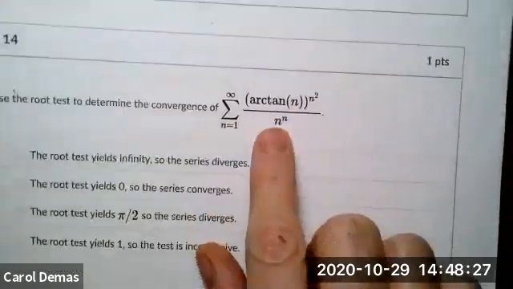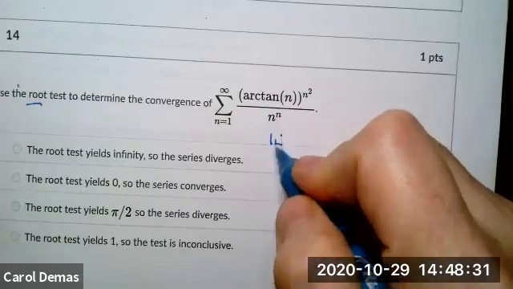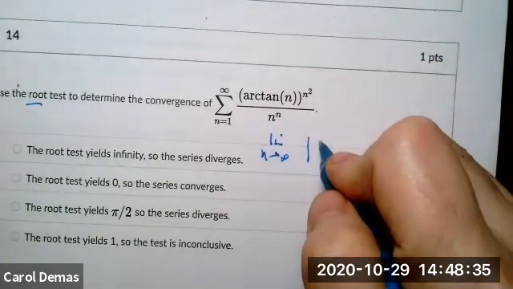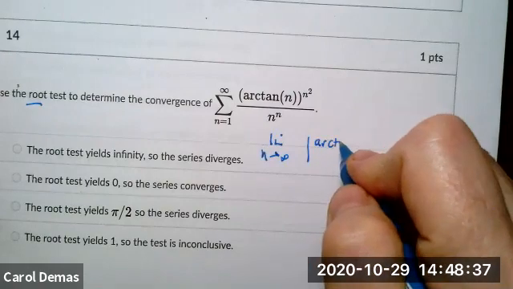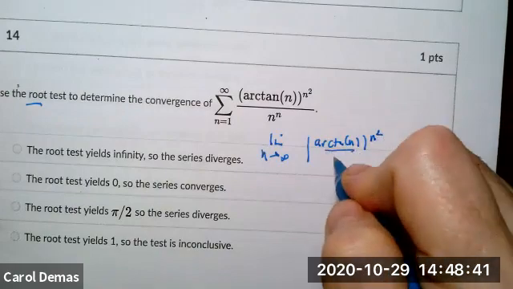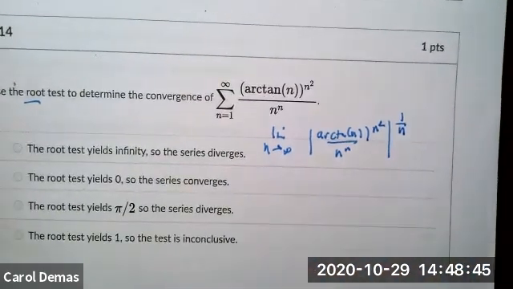All right, how about this one? We want to use the root test, which is, we're going to take the absolute value of arctangent n to the n squared over n to the n and elevate it to the power 1 over n.